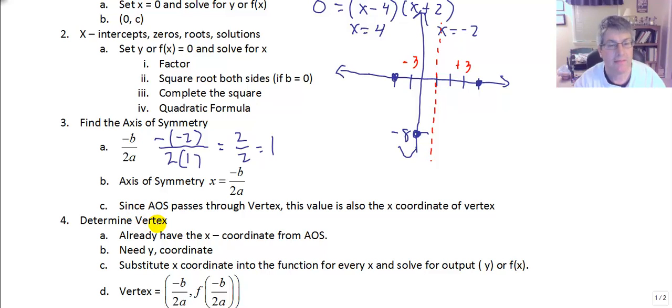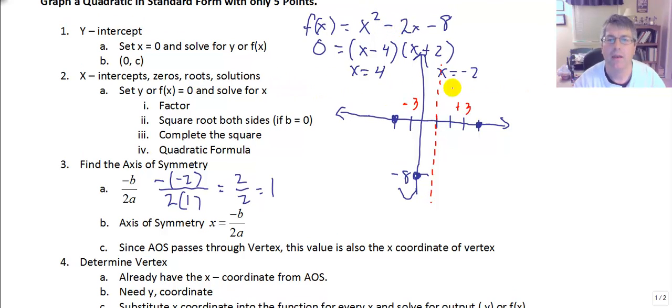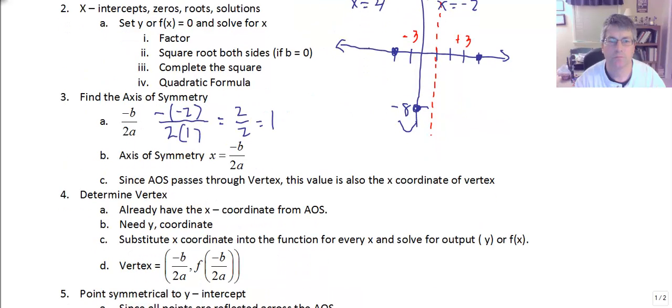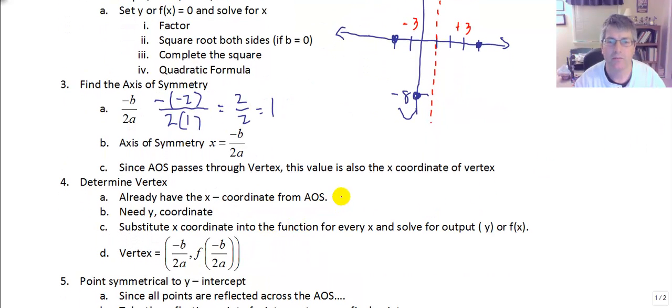Okay? So then that's the next thing we want to find out. We want to find out our vertex. We want to find out the top or the bottom of our parabola. Well, we should know from our original function here that since a is equal to 1, our parabola is going to open upwards. So let's find the vertex. We know that the x-coordinate of our vertex is 1, because the vertex will fall on the axis of symmetry. So all we need is the y-coordinate.